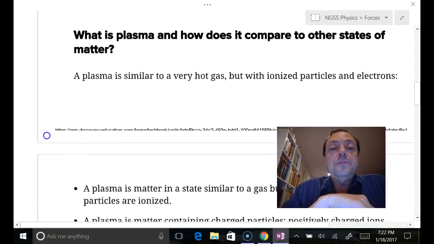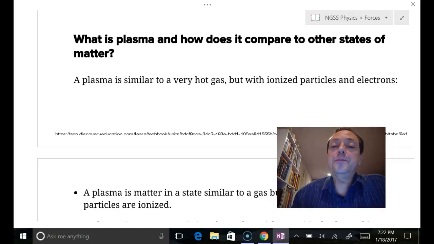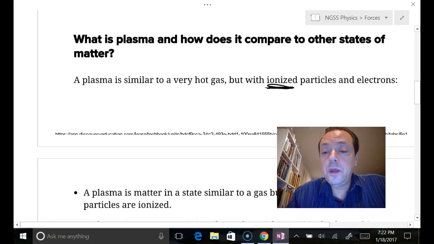What is a plasma? And not blood plasma, obviously, but plasma as a state of matter, a highly energetic state of matter. And how does it compare to other states of matter? A plasma is similar to a very hot gas, but with ionized particles. And what that means is, when we say ionized, they have a charge.